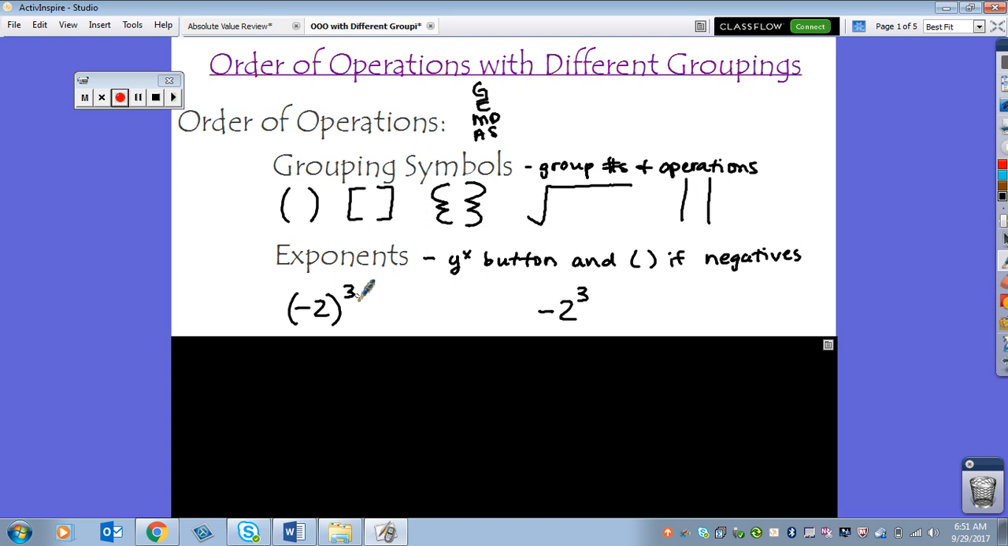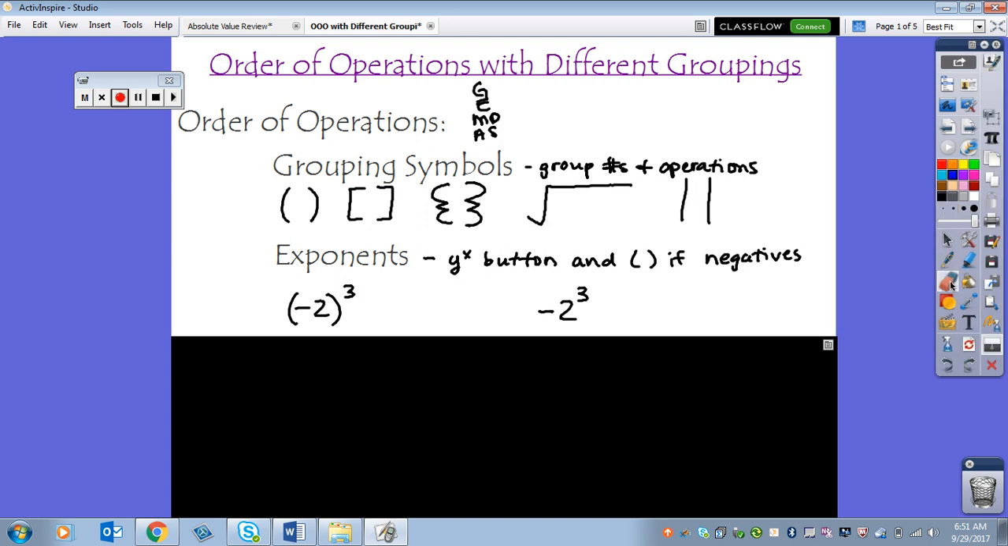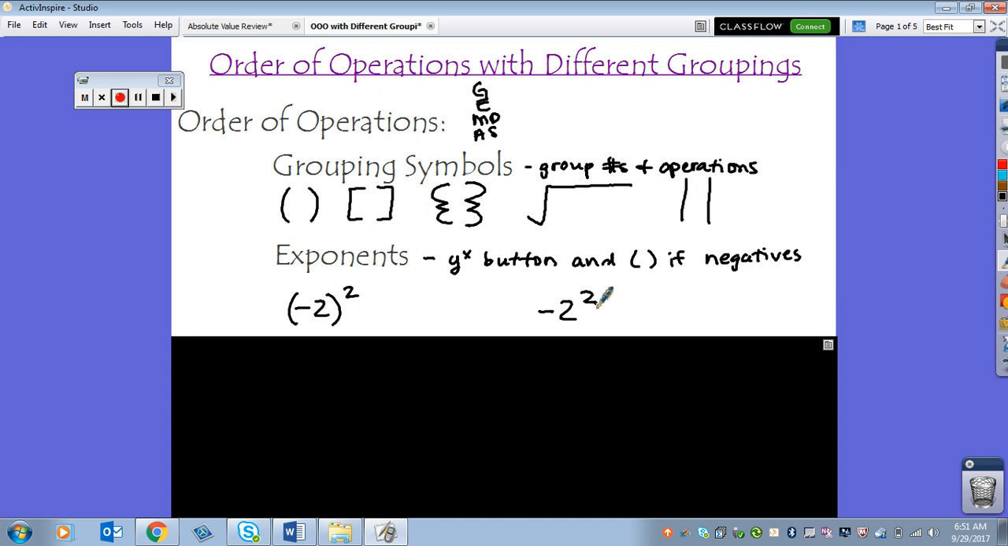You'll see that -2 to the third, oh, I'm sorry, we should actually do to the second. Let's try this one more time. (-2) to the second versus -2 to the second. When you type the first one into your calculator, you'll get 4, but when you type the second one into your calculator, you'll get -4. So it's important how we write exponents, especially with negative numbers.